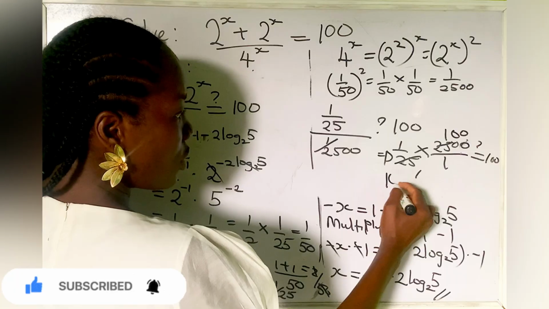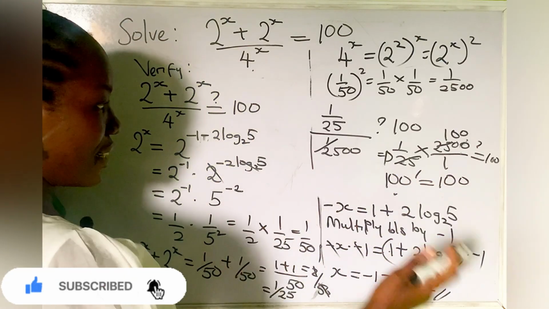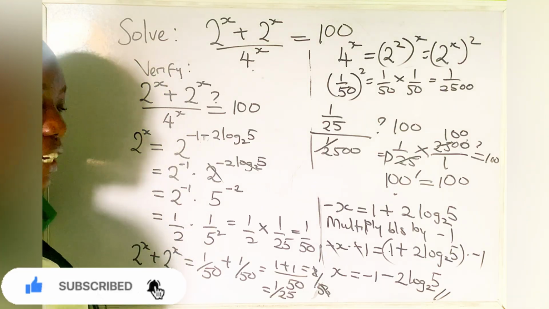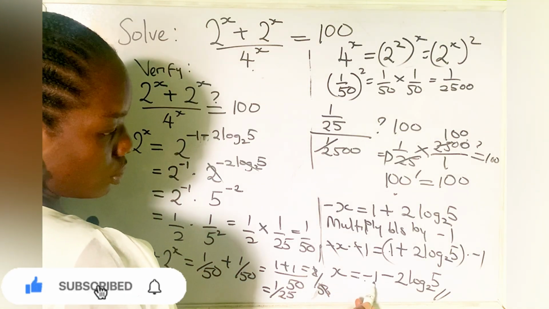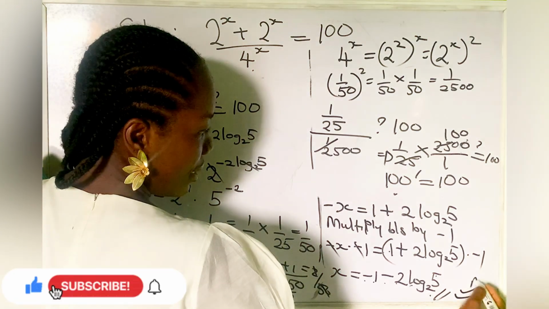See that our 100 is the same thing as having 100 on the left hand and the right hand side, so they are equal. Therefore, our value for x to be -1 minus 2 log 5 base 2 is correct, and that is our answer.